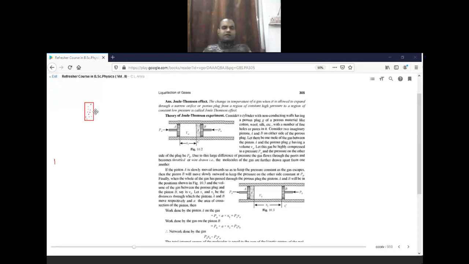Okay, suppose this rectangular shape is a porous plug, an arrangement, and there are a lot of narrow paths, narrow orifices, like small paths. It is not completely opaque, but it has some small paths. It's a bit transparent. So now, if you allow a gas to pass through this arrangement, this porous plug, which has very narrow paths, from a region of high pressure to a region of low pressure.